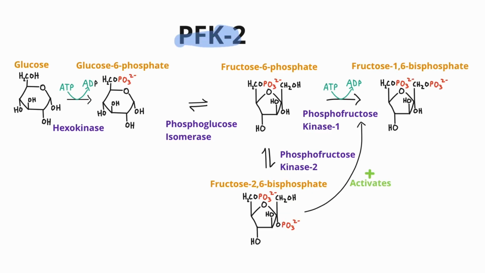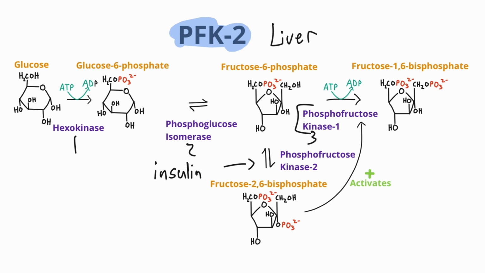The last thing we'll talk about is PFK2. And PFK2 is an enzyme that's present in multiple organs, but most importantly, it's present in the liver. Notice that these are the first 3 steps of glycolysis. And what PFK2 does is it gets activated or turned on by insulin, and then it takes fructose 6-phosphate and adds a phosphate to the 2nd carbon, creating fructose 2,6-bisphosphate.